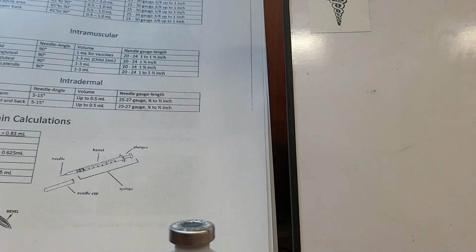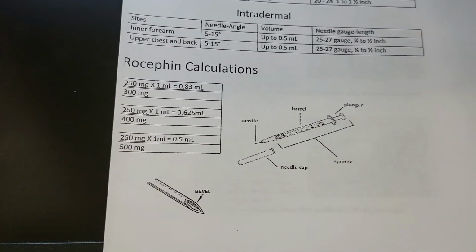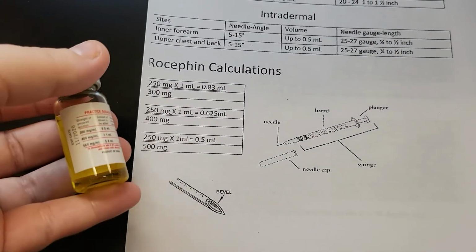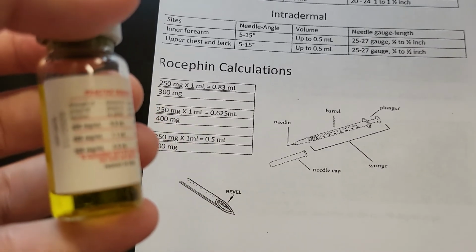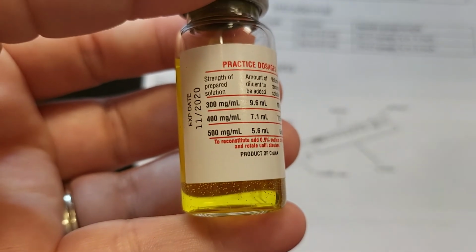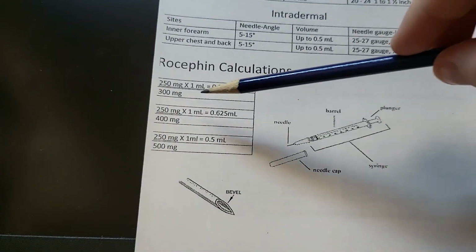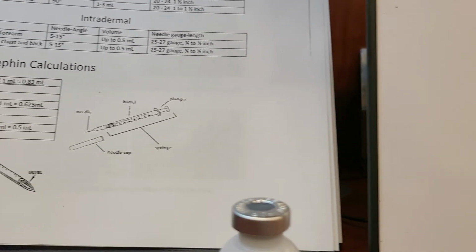I'm going to give you another example. So here's some calculations you can use for Rocephin. Coincidentally, it matches what I handed out to you guys the other day in class. See how it says 300, 400, 500? Then this says 300, 400, 500. Those are just some basic Rocephin calculation examples that you can use when you're reconstituting.